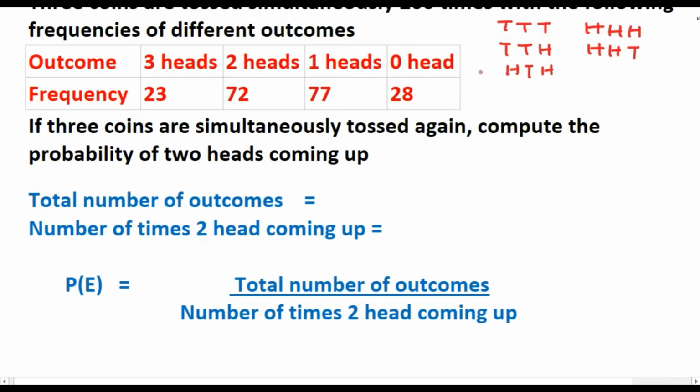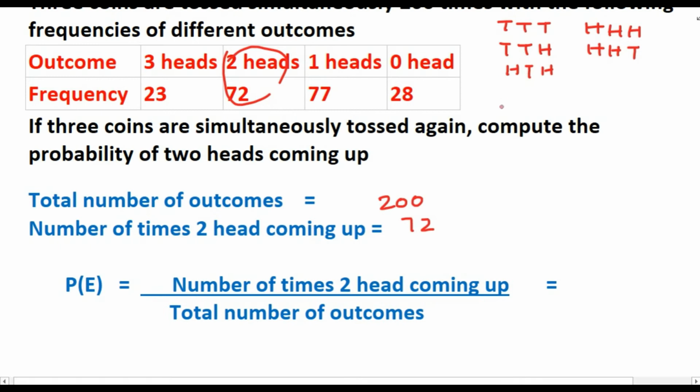So the total number of outcomes is 200 because the coin was tossed 200 times, and the number of times 2 heads came up is 72. Therefore the probability of getting 2 heads will be the number of times 2 heads came up, that is 72, divided by the total number of outcomes. So 72 by 200, when you simplify this, will be 9 by 25.